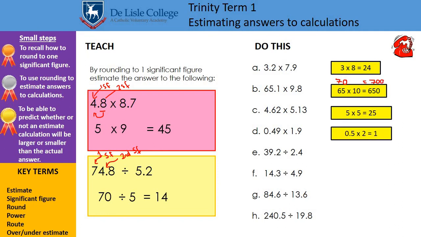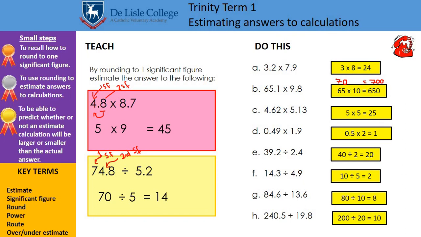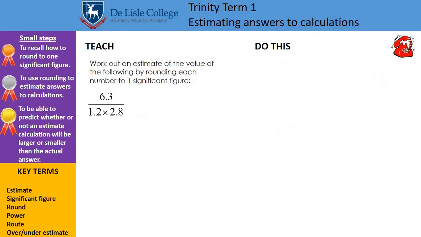5 times 5 is 25. 0.5 times 2 is actually, if you times by half, it's the same as divided by 2, so you get 1. 40 divided by 2 is 20. 10 divided by 5 is 2. 80 divided by 10 is 8. And 200 divided by 20 is 10. Right, brilliant. We're going to look at some more complex ones now.